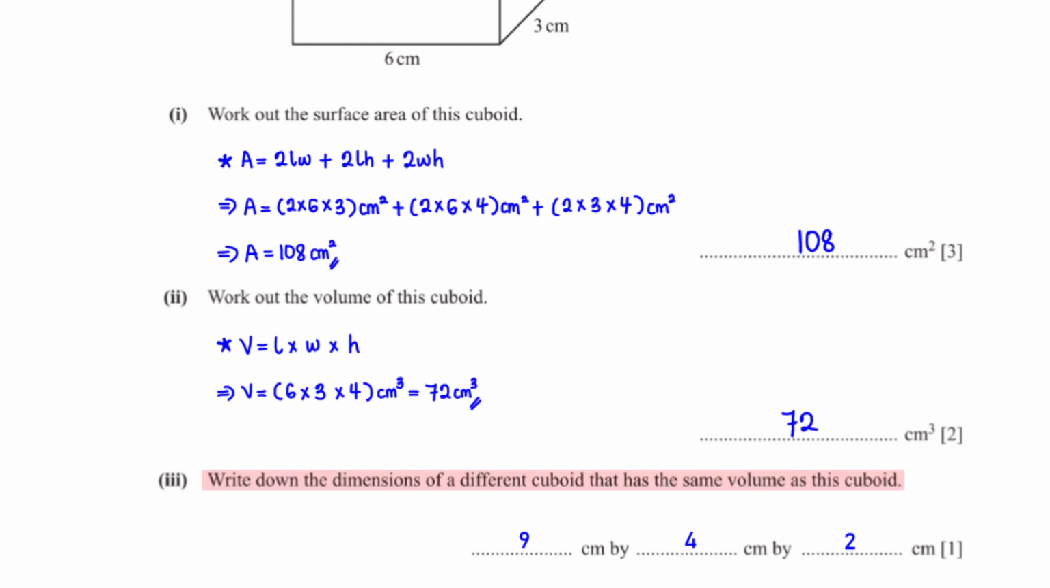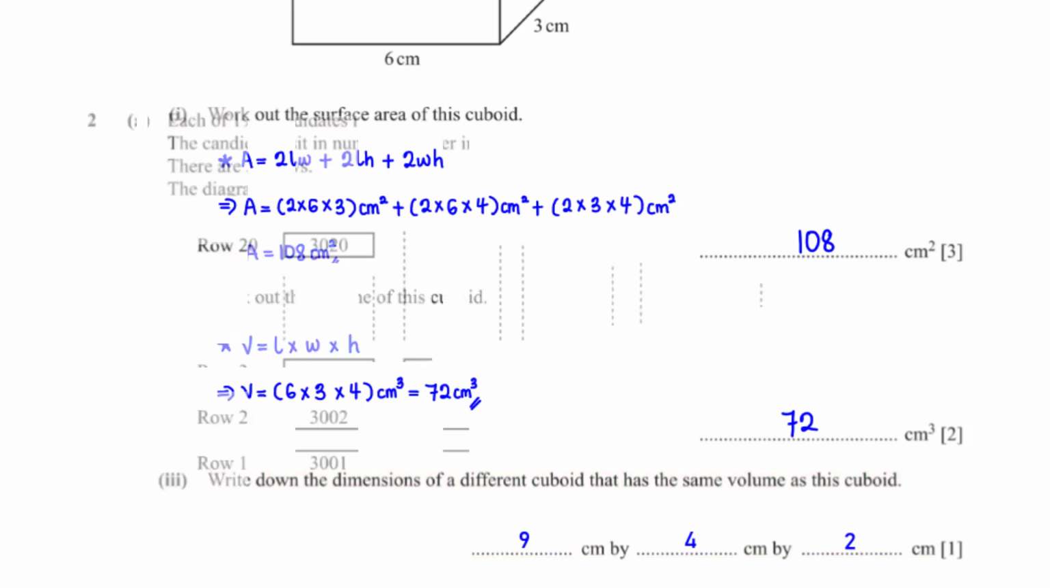Write down the dimensions of a different cuboid that has the same volume as this cuboid. The product of the dimensions of this cuboid must also be 72. So one possible set of dimensions for this cuboid would be 9 centimeters by 4 centimeters by 2 centimeters. 9 times 4 times 2 gives us 72.